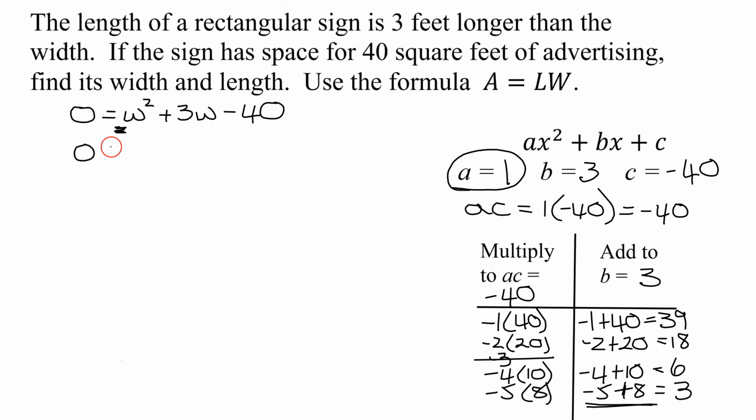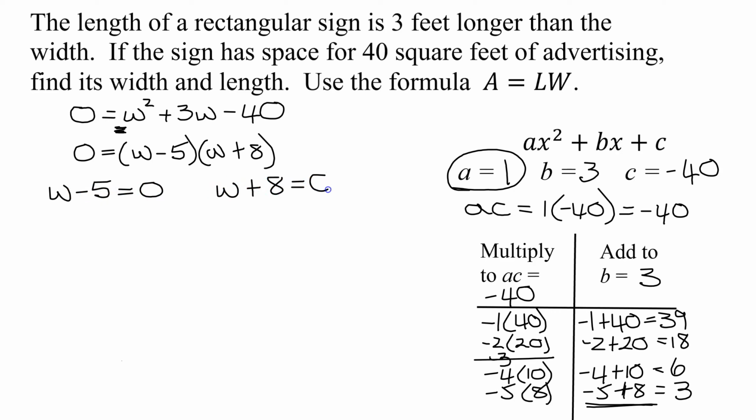So I'm going to have 0 equals W minus 5 times W plus 8. Don't forget, if you want to check your factoring, you can always FOIL this out to see if you get this equation. So now I factored it, and I have 0 on the other side. So two numbers multiplied together equals 0. Set each of them equal to 0. So W minus 5 equals 0, or W plus 8 equals 0.